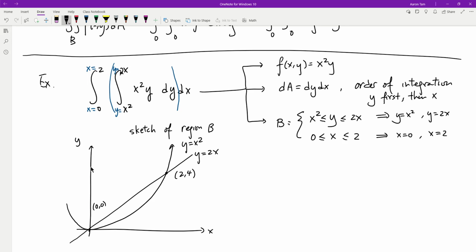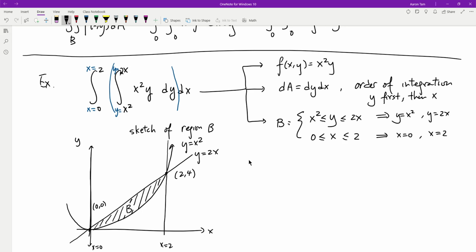And notice that is basically what the other two limits are. This is x equal to 0, which indicates this first intersection point, and x equal to 2, which indicates this second intersection point. So it seems to me that here is B. That's what B looks like, which is pretty good. The way this B is described right now is that we have a top curve, a bottom curve, and two vertical lines to box in this region.